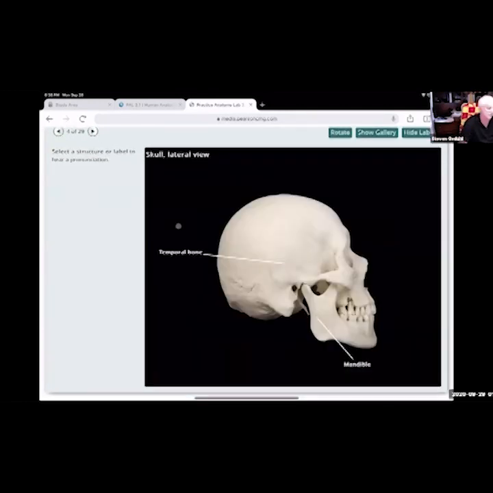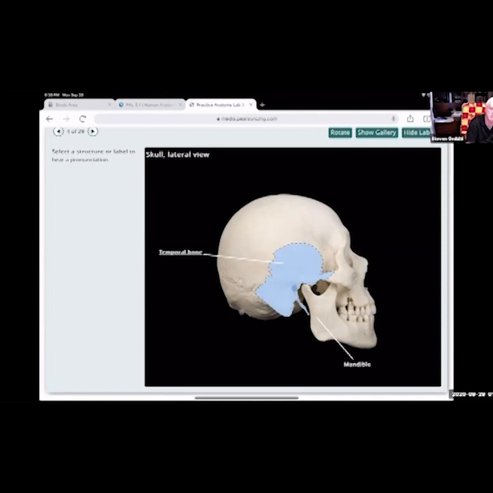Okay, lateral view of the skull. You have the temporal bone and the mandible. Let's look at a couple of interesting things here. What's this bone above the temporal bone, where that gray dot's going? Parietal bone, perfect. And this is the frontal bone, got it.